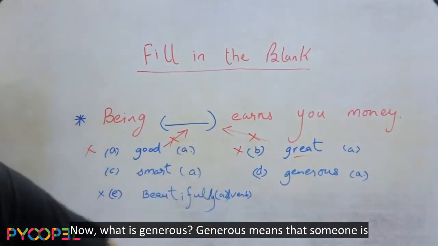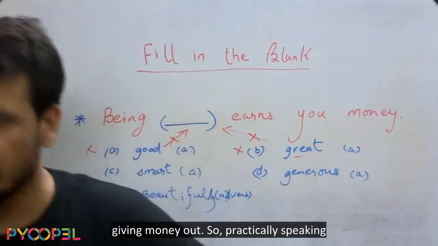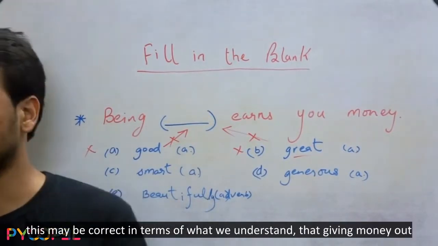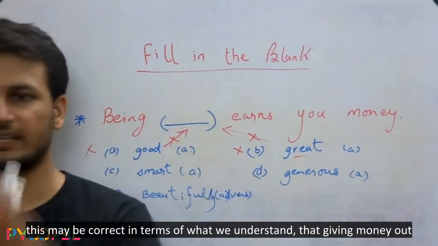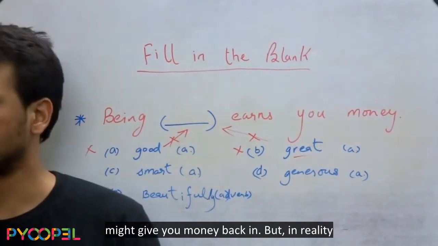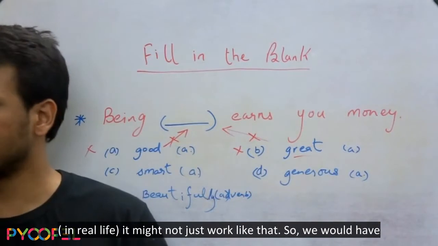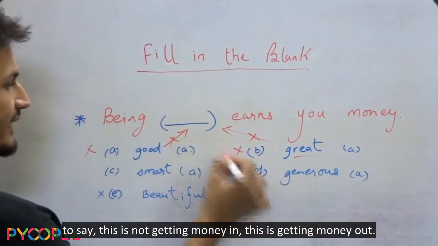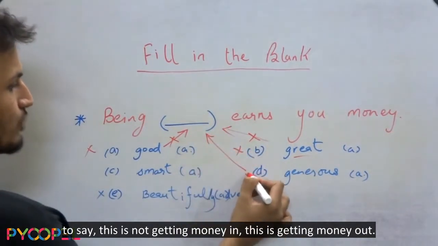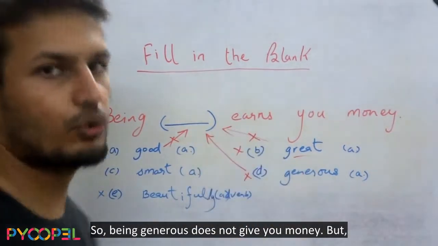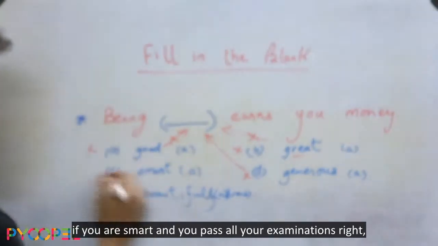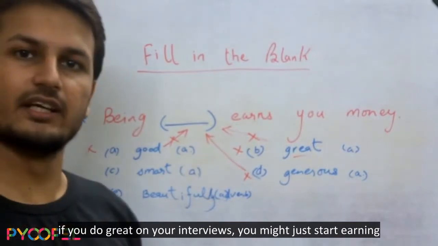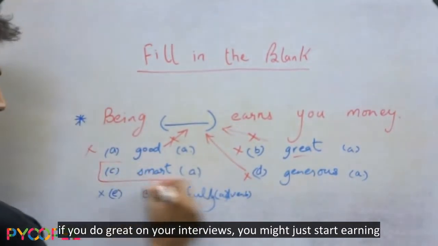Now what is generous? Generous means that someone is giving money out. So practically speaking, this may be correct in terms of what we understand, that giving money out might give you money back in, but in real life, it might not just work like that. So we would have to say this is not getting money in, this is getting money out. So being generous does not earn you money. But if you're smart, if you pass all your examinations, and if you do great on interviews, you might just start earning a lot of money.